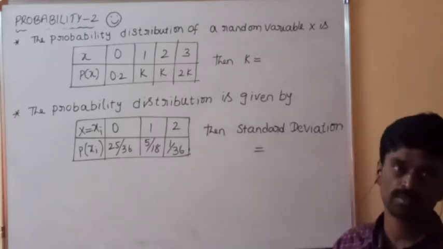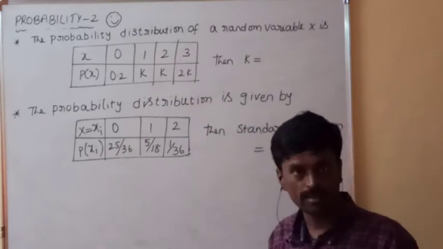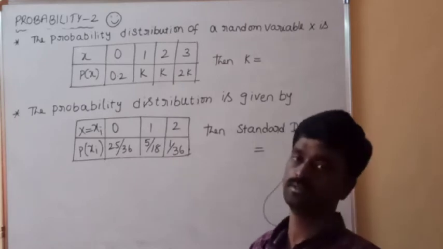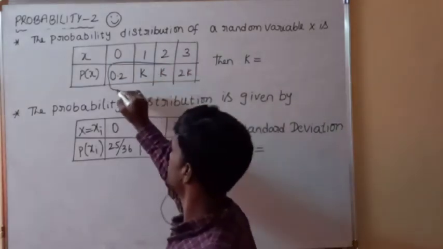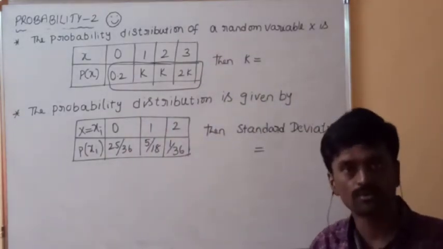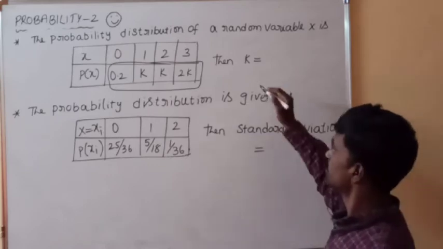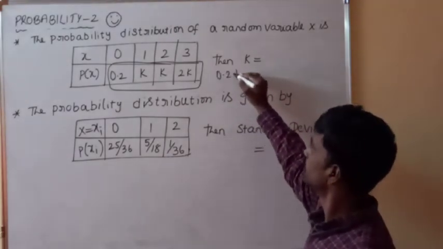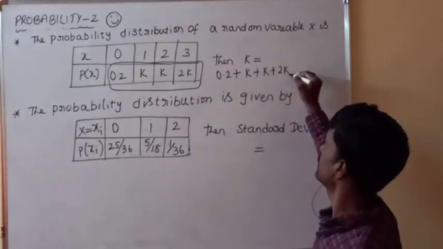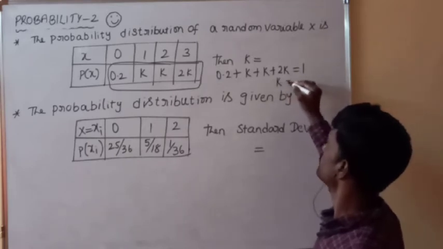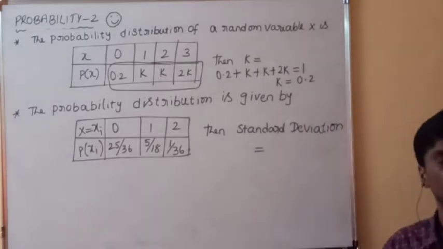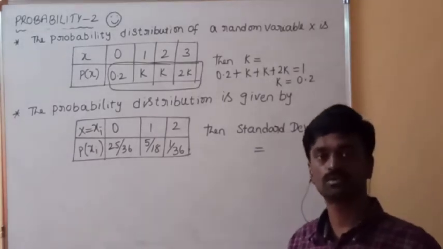As X is a random variable and this is the probability distribution of X, the sum of the probabilities must be equal to 1. So using that we will get the K value. Simple problem only. Sum of the probabilities, that is 0.2 plus K plus K plus 2K, is equal to 1. On simplifying you will get K value 0.2. So that was the answer.